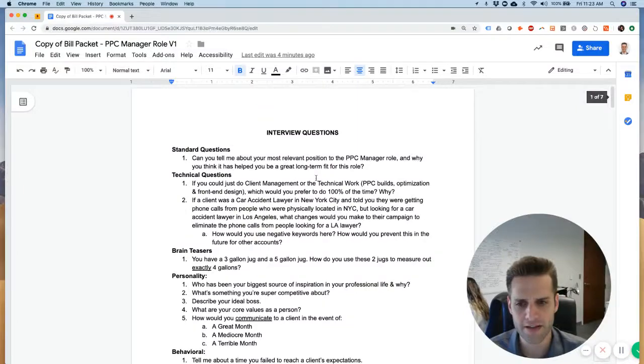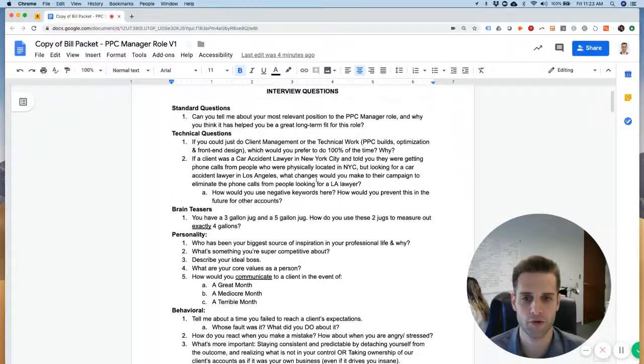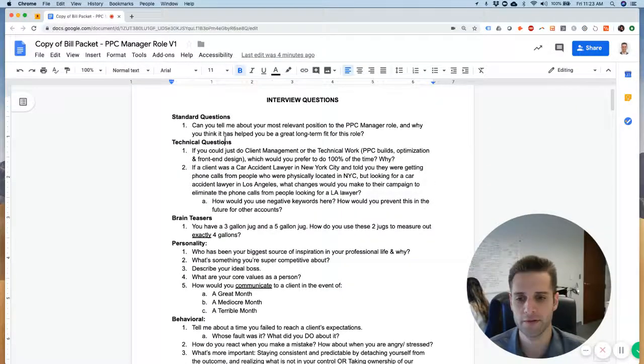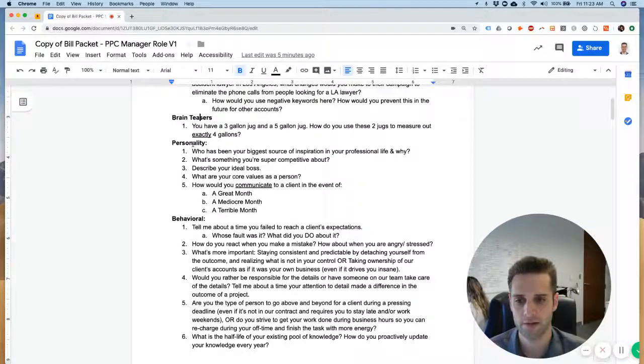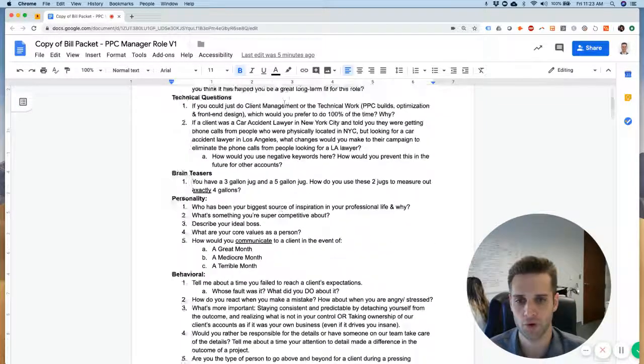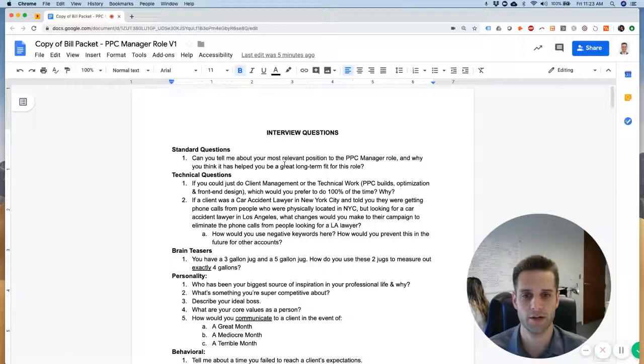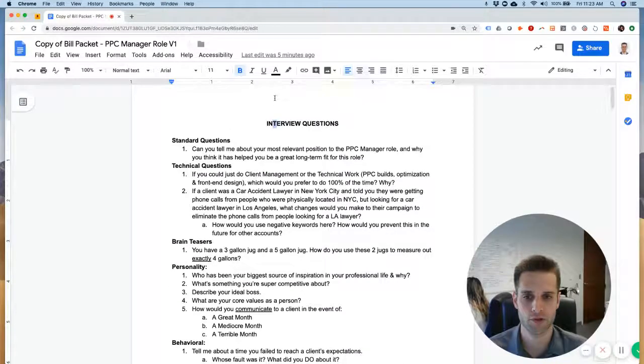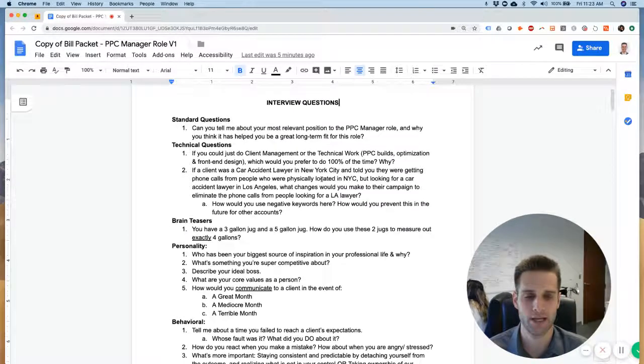So next comes the interview questions. So we have standard, technical, brain teaser, personality, and behavioral questions. Now, the real important takeaway here is most employers, when they're interviewing either a company or an employee to work with, they give the applicant an answer before they ask the question.